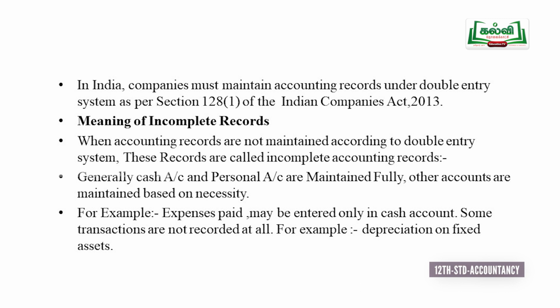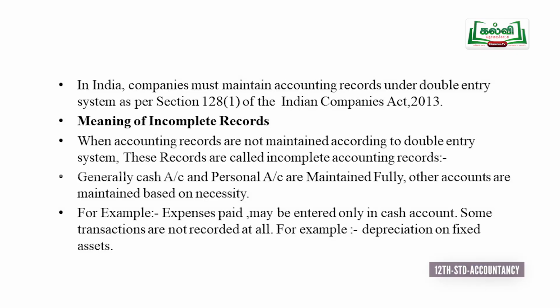Incomplete records means that when accounting records are not maintained according to the double entry system, these records are called incomplete accounting records. Because in incomplete records, only cash and personal accounts are fully maintained. We have three types of accounts: real account, nominal account and personal account. But all these three accounts are not maintained in incomplete records.